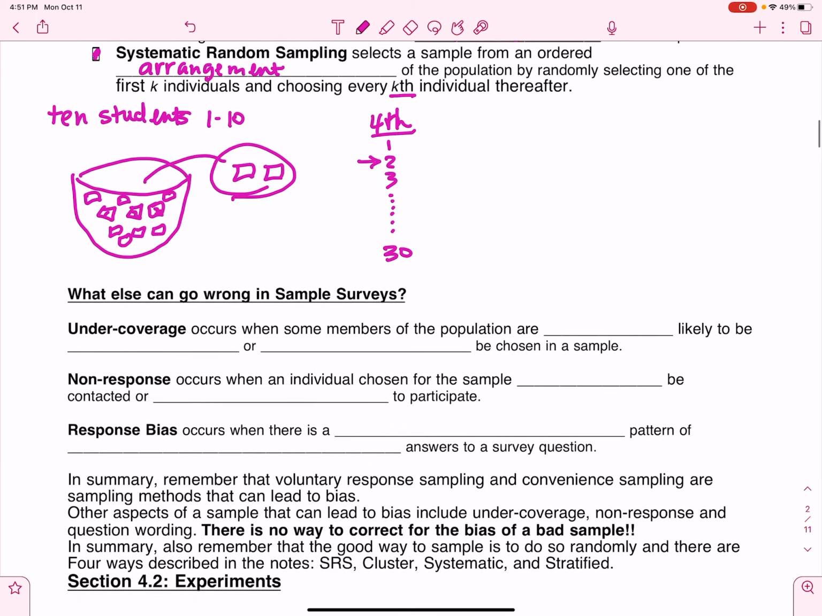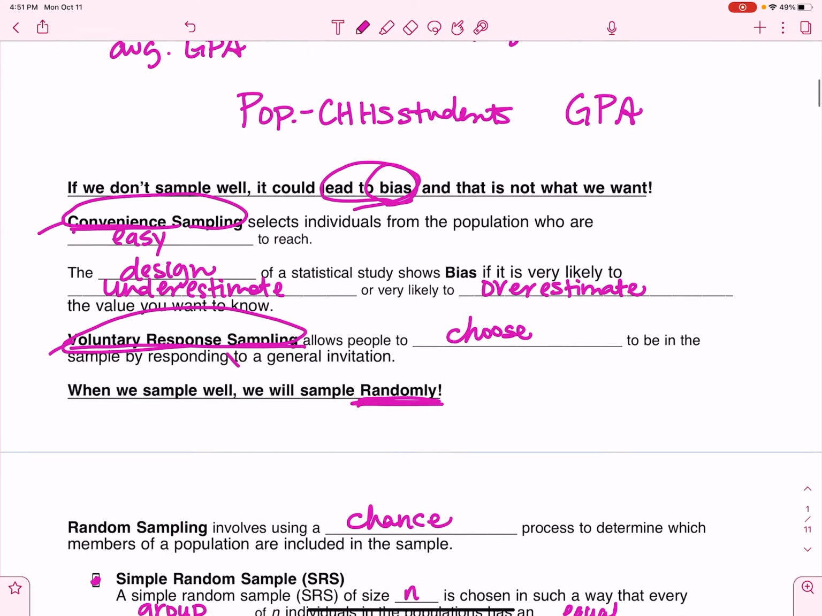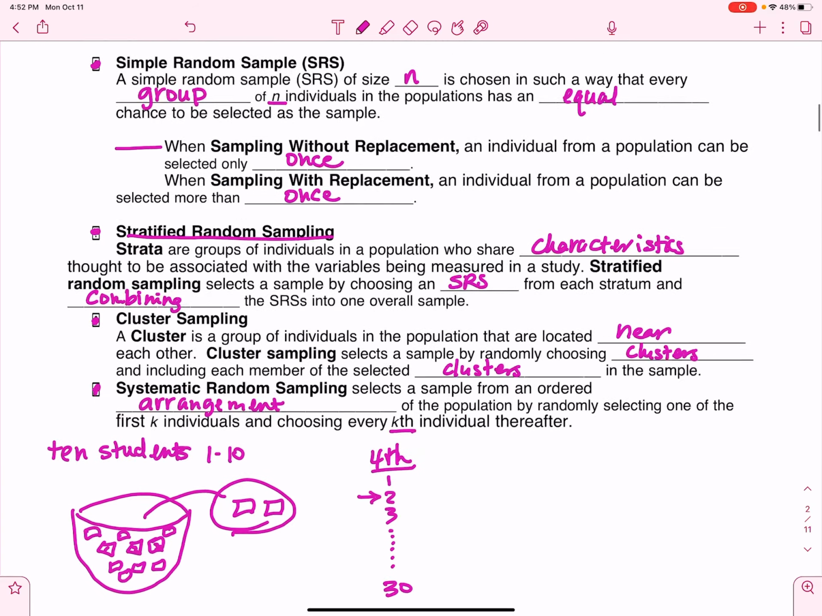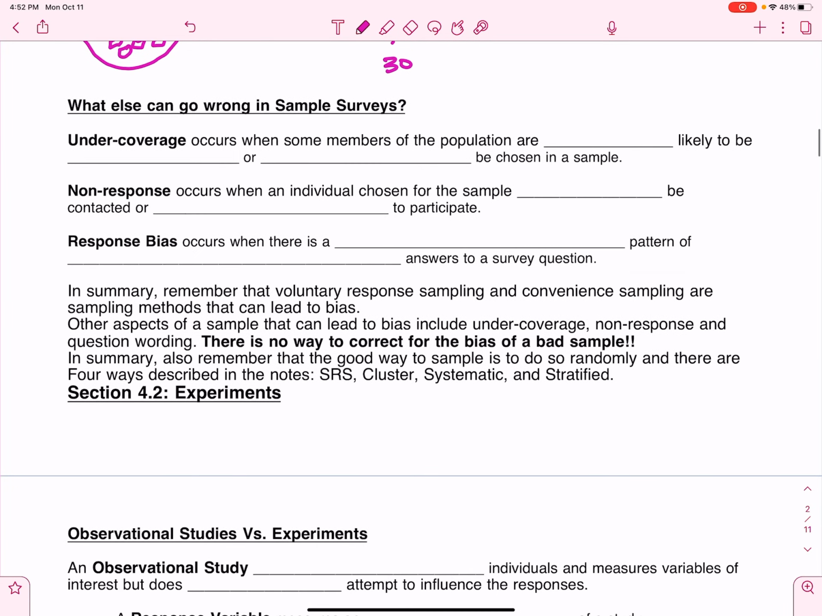So in the first video, introducing all of this, we talked about what happens when we don't sample well. And two examples of bad sampling are convenient sampling and voluntary response sampling because they can lead to bias. Very bad. Okay, so there's a couple of other things that can go wrong when we sample badly.